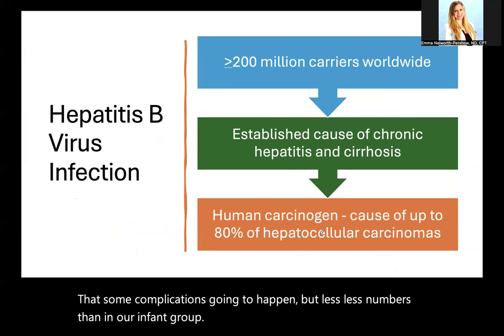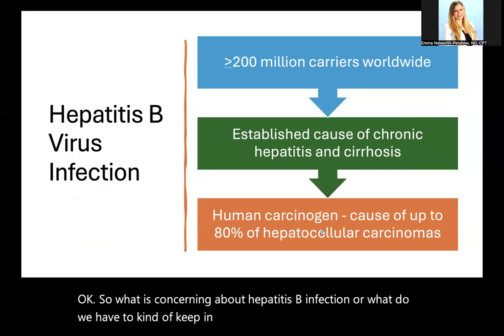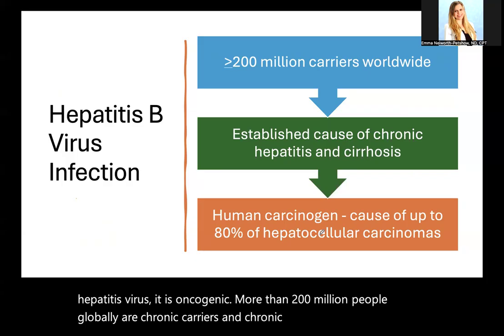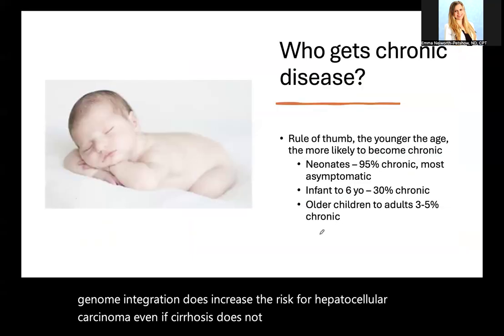So, what is concerning about hepatitis B infection, or what do we have to keep in mind? Hepatitis B infection is not just a hepatitis virus; it is oncogenic. More than 200 million people globally are chronic carriers, and chronic inflammation plus viral genome integration does increase the risk for hepatocellular carcinoma, even if cirrhosis does not occur. So, this is why we do have vaccinations and early treatment.